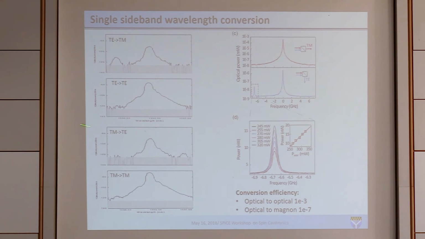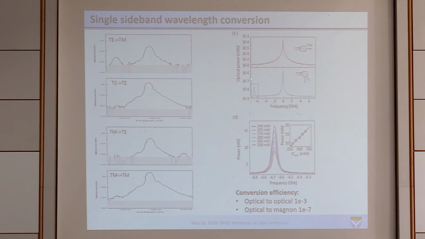And that's what you see. As a result, you only see one single scattering sideband. That's what you see over here. So TE to TM, or TM to TE, you gain one Magnon's energy. So you can have this converter over here. You drive with a Magnon mode, and you convert from TM to TE mode over here. That's your conversion.